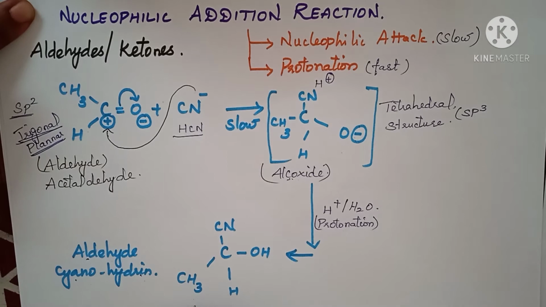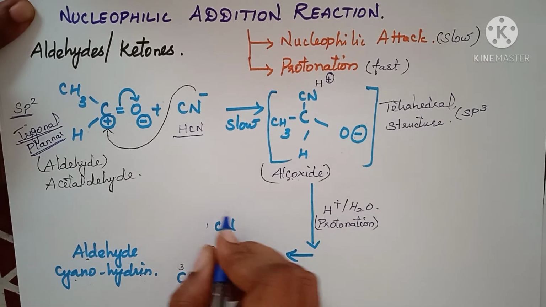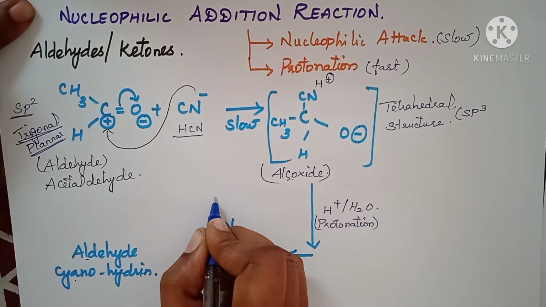So we can give the IUPAC name for this. It is very easy. How many carbons are there? 1, 2, 3. And then the first thing, the cyanide compound. What is the name of the cyanide compound in the IUPAC name? Nitrile.